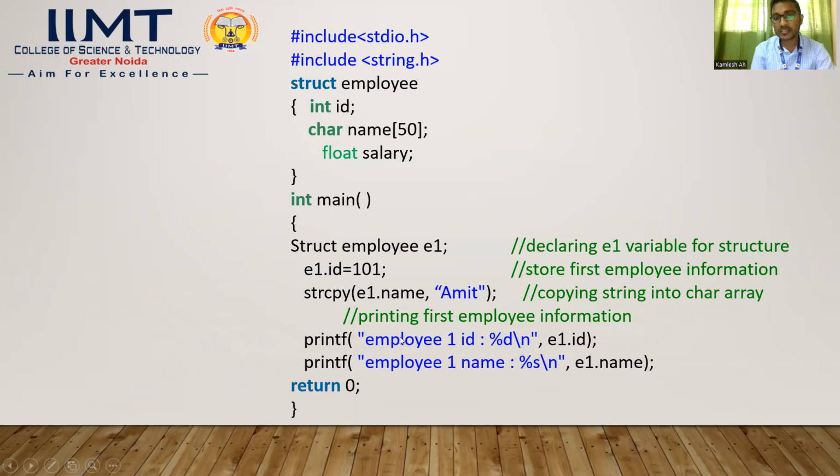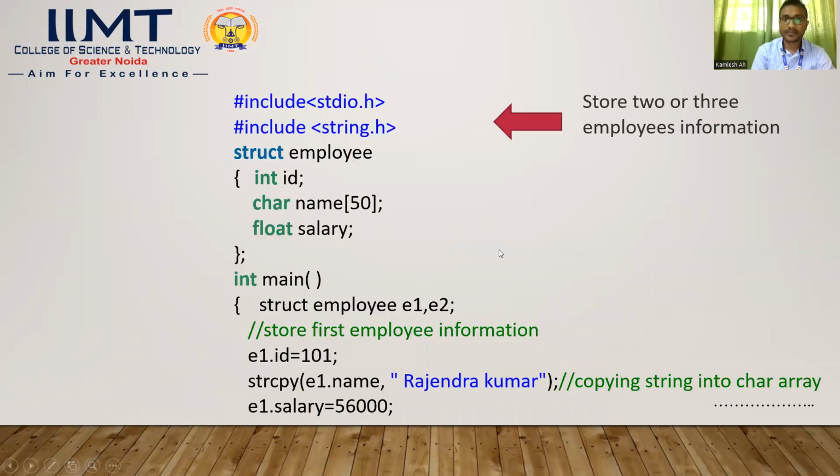So this is the structure. If we want to create multiple records, then we would create multiple variables for the object, but practically it is not possible for multiple variables. So we will create an array of structure. Okay. This is another program for structure. Store two or three employee information.